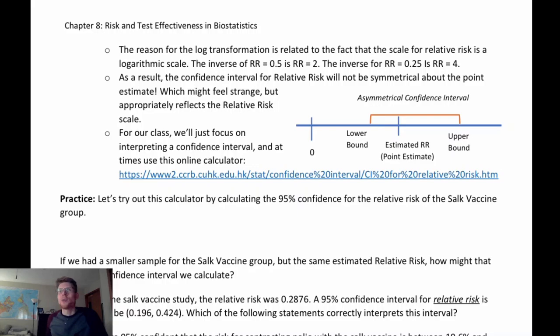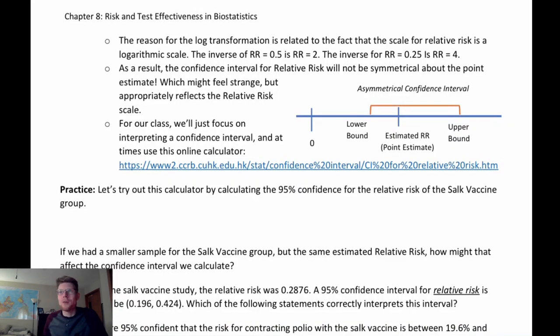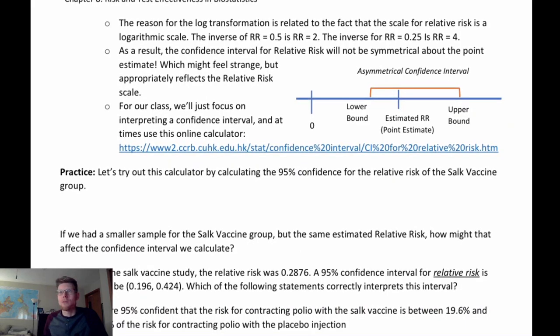Okay. So in our class, we're going to focus on interpreting, and in a couple cases, we might use this online calculator to gather some information. So what we're going to do here is calculate the 95% confidence interval for relative risk in the case of the Salk vaccine study.